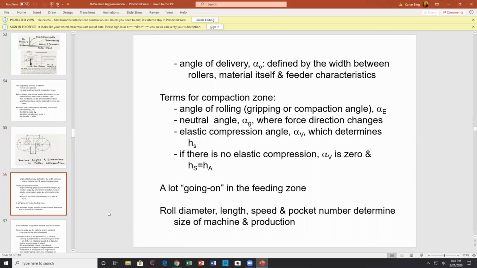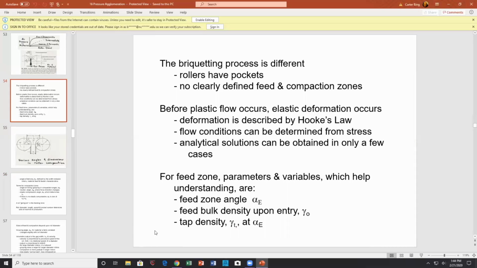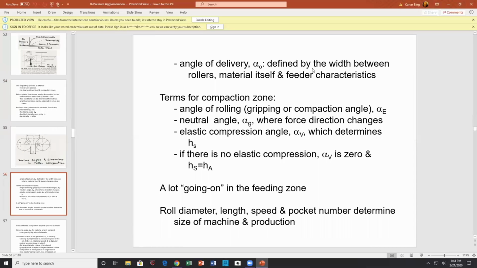Lots of mechanical engineers and people have spent a lot of time talking about what happens in the nip, right? Well, all the different angles involved. Let's see what else we got. Delivery angle. Terms for compaction zone, angle of the rolling, that's alpha E. Neutral angle, alpha G, where force direction changes. You have elastic compression angle, determines HS. There's no recycle, alpha V is 0, and HS equals HA.